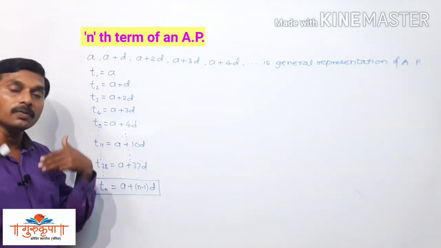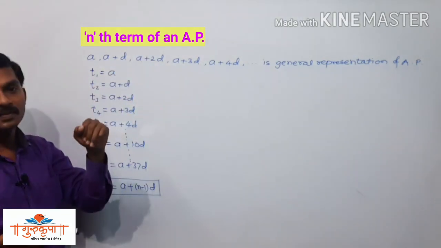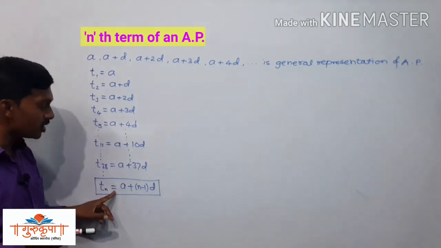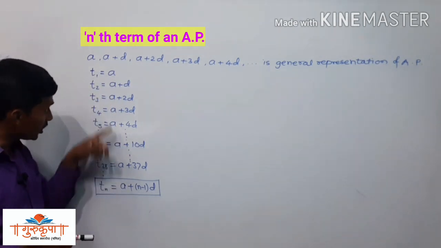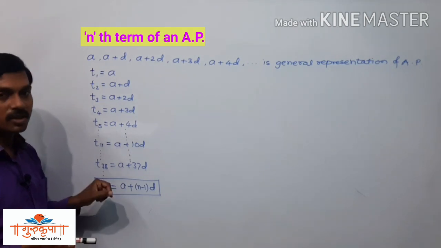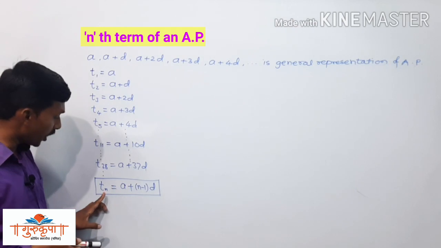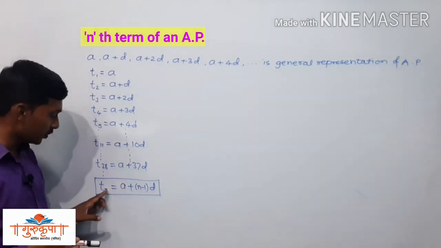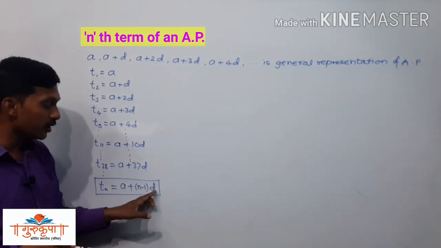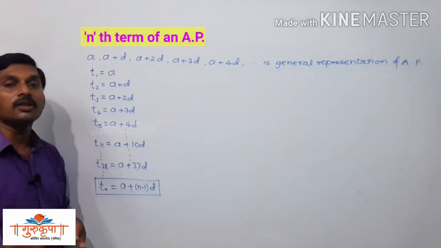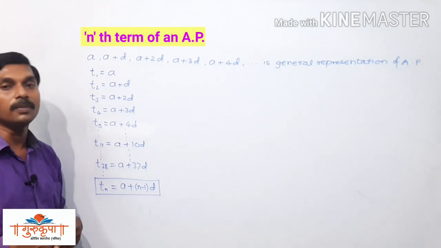And now we are going to find the nth term of an AP. So the nth term, represented by Tn, is equal to a as it is, since it is everywhere, plus the coefficient of d, which is one less than the number of the term. Here the number of the term is n, so we write n minus 1 into d. So this is the formula for finding the nth term of any AP.